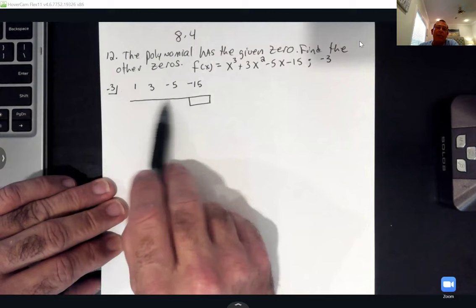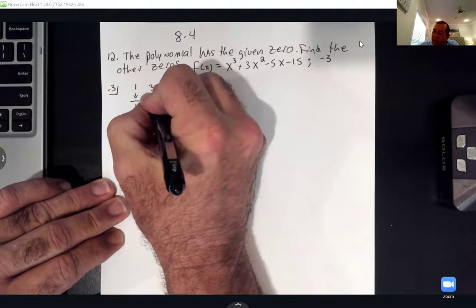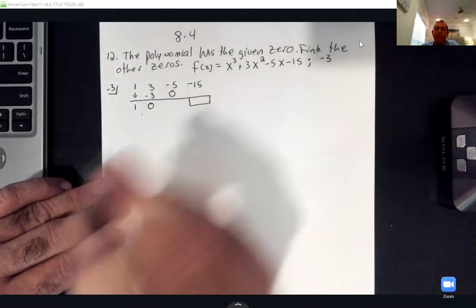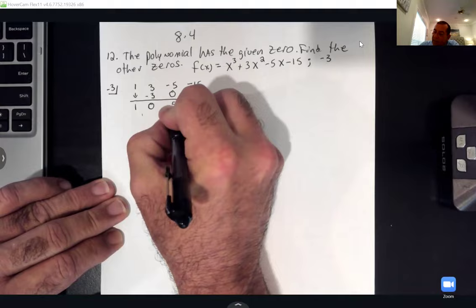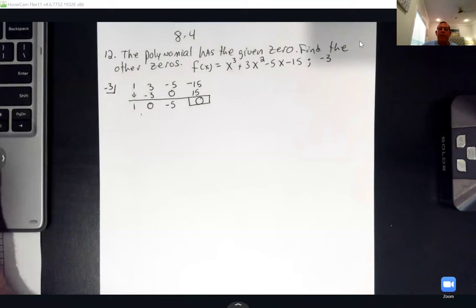All right, y'all, so here we go. The 1 comes down. 1 times negative 3 is negative 3. 3 plus negative 3 gives me 0. All right, 0 times negative 3 is 0. Negative 5 plus 0 is negative 5. And then that negative 5 times negative 3 is a positive 15. And there's our 0 remainder. But we knew we'd get a 0 remainder on it, okay?